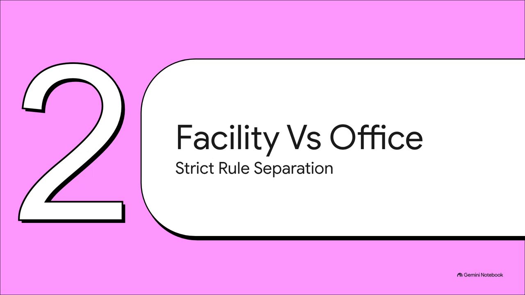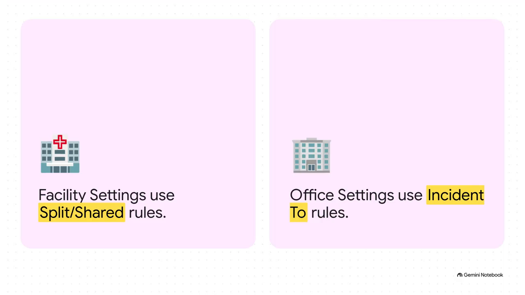Section 2. Facility versus office rules. The source material draws a really hard line here, and you've got to pay attention to this. Split and shared visit rules apply exclusively to facility care. Literally, that's it. If the encounter shifts to a non-facility setting, like a private physician's office, well, these rules just completely disappear. Instead, office encounters are governed entirely by Incident 2 rules. Mixing these two up is a massive compliance trap, so keep them strictly separated in your mind.